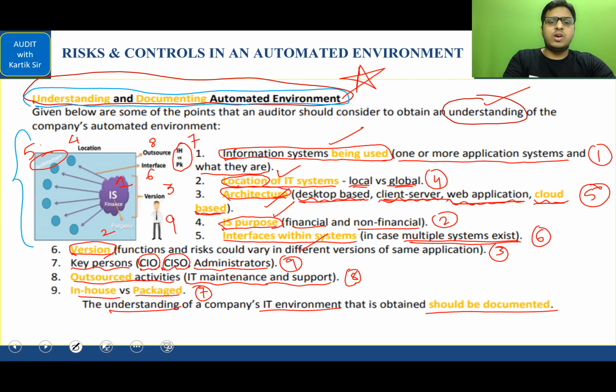Then you have the information system, then you have the interface within the system, and then you have the versions. Which versions of the application are you using? Then you have the key persons, that is the CIO, CISO, the chief information officer, chief information security officer, administrators, all these people. Then you have outsourced activities. When you outsource any activity, there is a risk also, but if the control is there, then it is great. Then in-house versus packaged. This is what we had done. Now the order in which we did was the order that is given in this diagram. Correct. This is what we had done in the class.